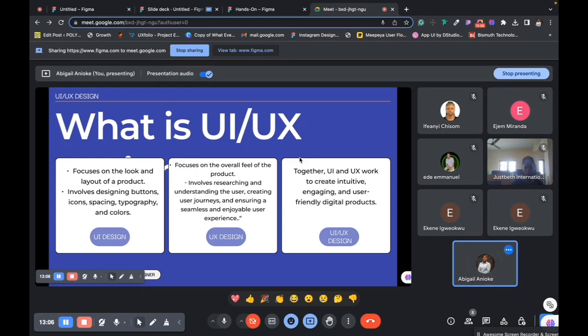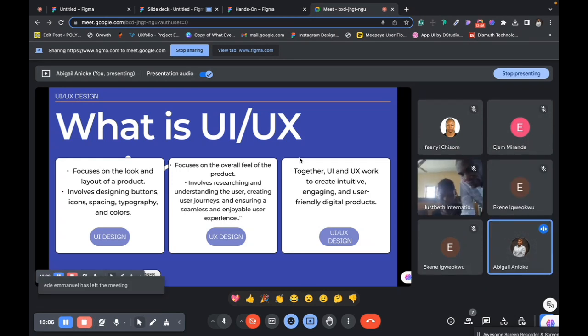Then we have the UX designer. Now, remember I said that UX is the experience, right? So a UX designer focuses on the overall feel. Like I said, we don't get to see it the way we see colors, the way we see text, the way we see typography. We don't get to see those things. So UX is all about the feeling. And that's why we have empathy, right? How does the user feel when interacting with the product?